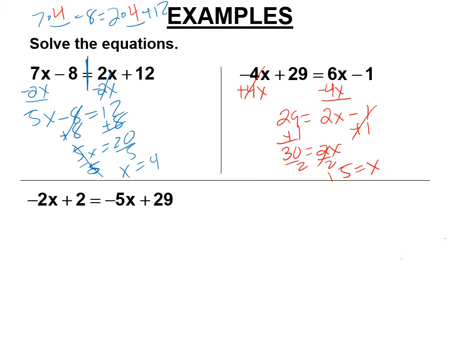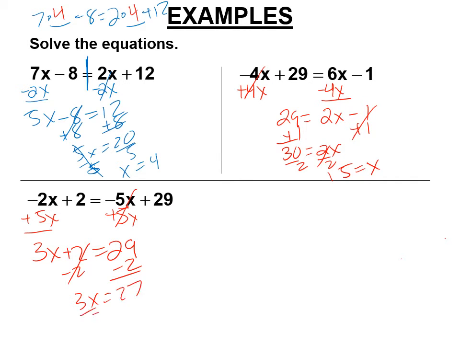What's smaller? Yeah, -5 is smaller. So we're adding 5x to both sides. 3x plus 2 equals 29. Subtract 2 from both sides. 3x equals 27. Divide by 3. X equals 9.